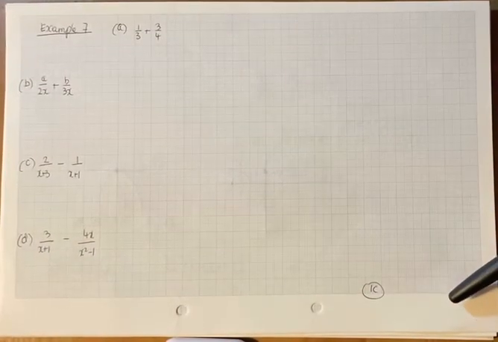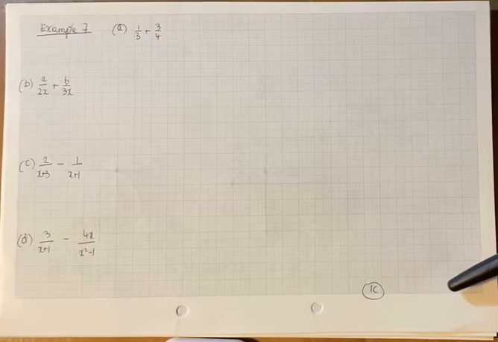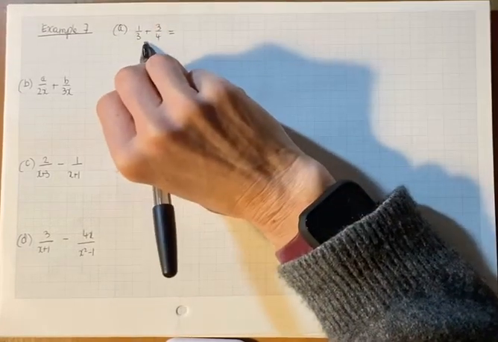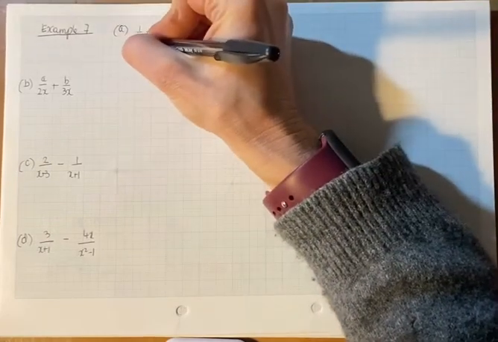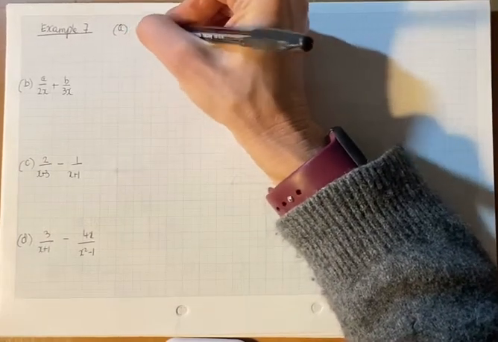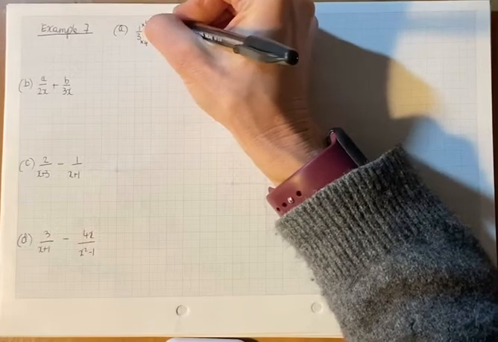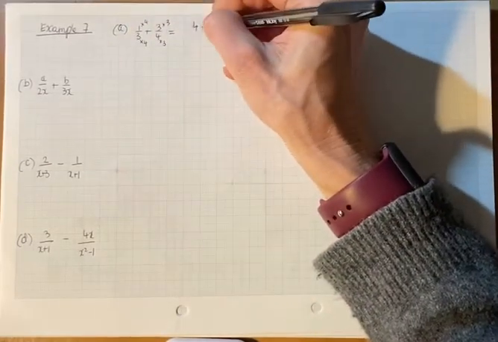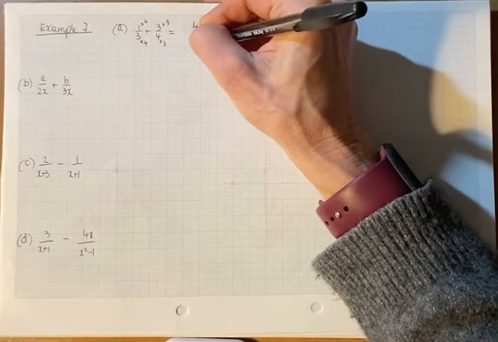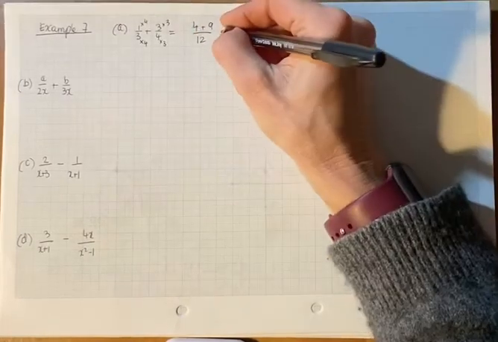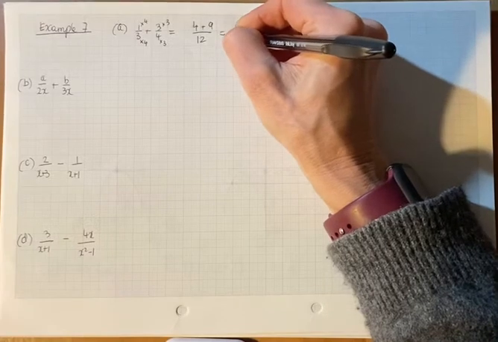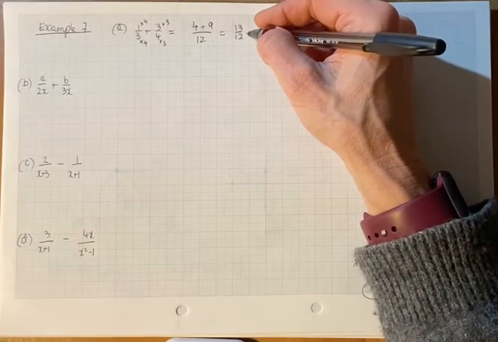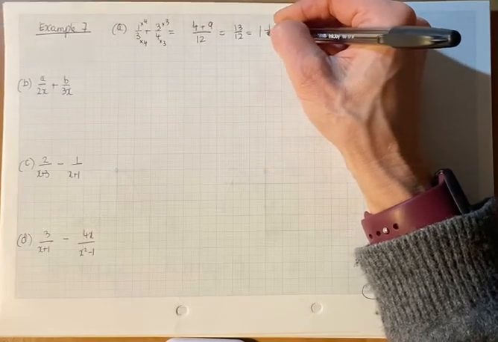Example 7 deals with adding and subtracting fractions. So this is just a reminder again. Bring it to the common denominator. So the first fraction gets multiplied by 4, and the second fraction by 3. So you have 1 times 4, which is 4, 3 times 3, which is 9, over 12. So this is going to be 13 over 12. You can leave it like this, or you can write it as a mixed number 1 and 1/12.